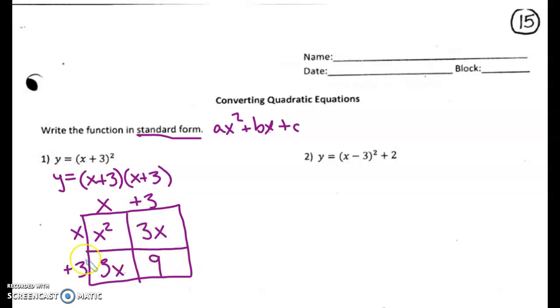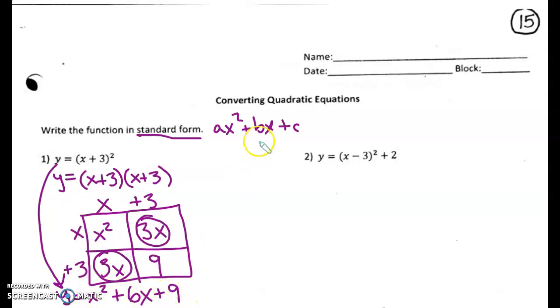So when you add all this together, you get y equals x squared plus, you see these two terms? They are like terms. I need to combine them together. So a 3x plus a 3x, 3 plus 3 is 6x. And then I have my constant, the 9. And that, my friends, is how you convert vertex form to standard form. You just multiply it out. See, I got my ax squared plus bx plus c. It looks like standard form.